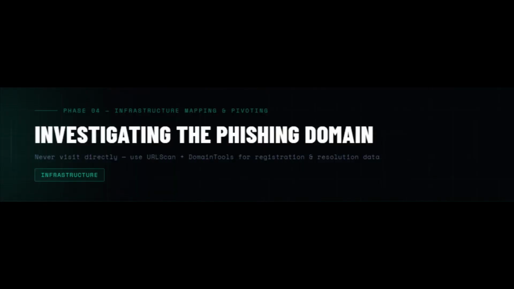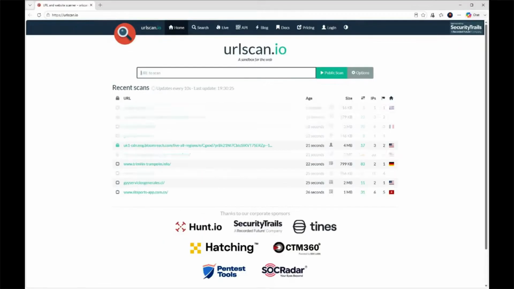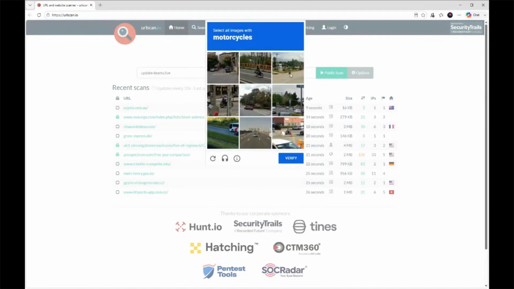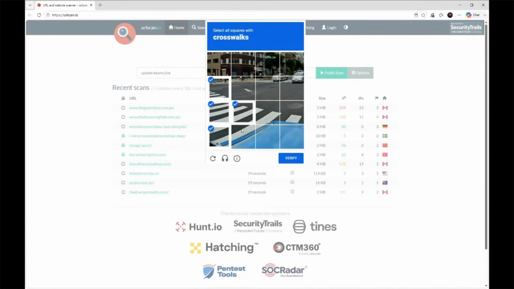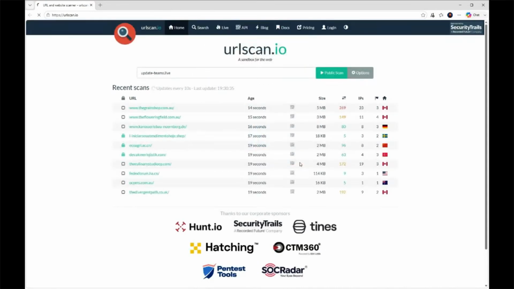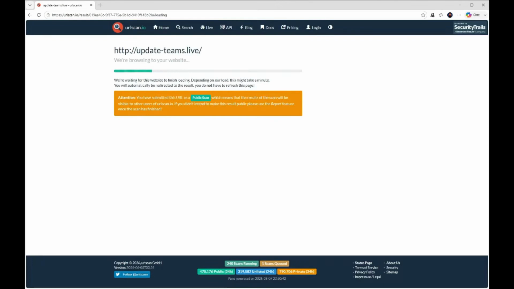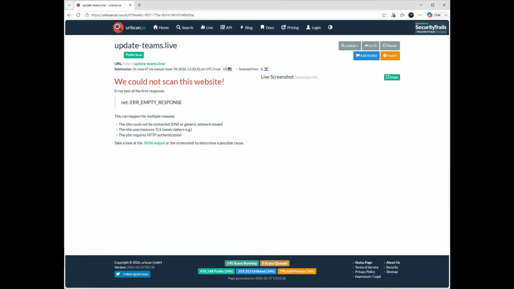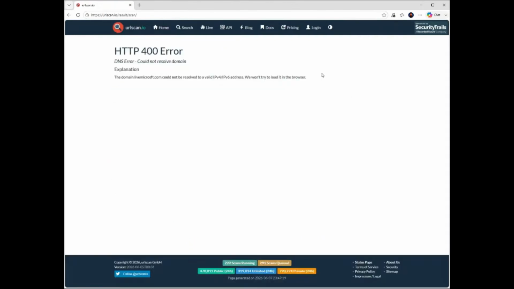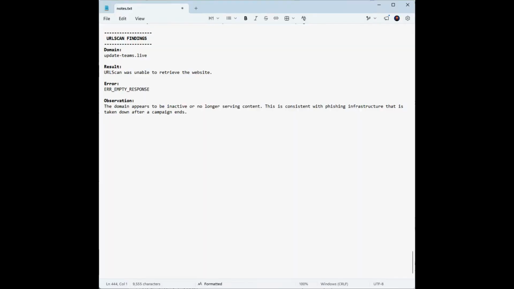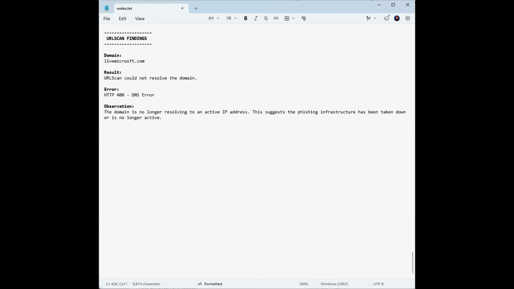Next, I'm searching the domain in URLScan. The scan was unable to retrieve any content from the website and returned an empty response error. This suggests that the domain is no longer active, which is common for phishing infrastructure after a campaign has ended.